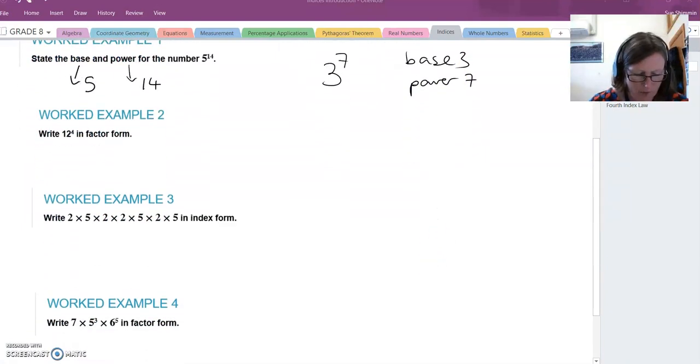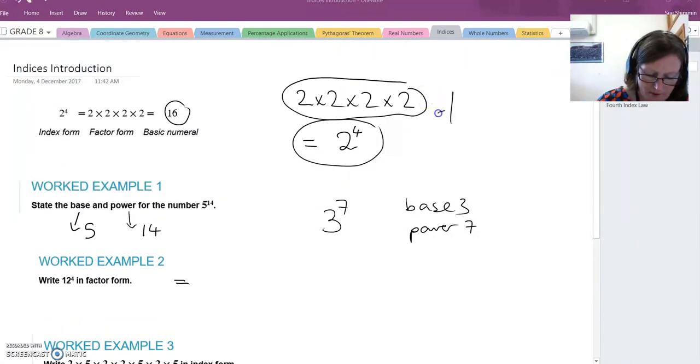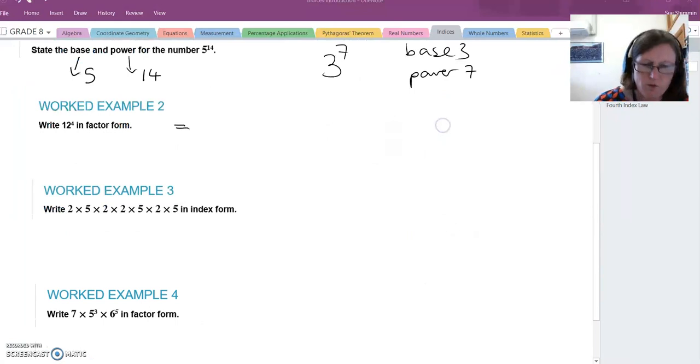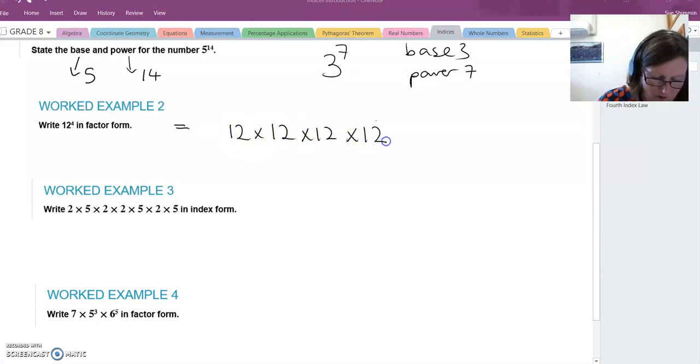Next worked example. We've got 12 to the power of 4, so this is written in index form. To write this in factor form is doing the reverse of what we did up here. So if we have to write 12 to the power of 4 in factor form, it is 12 times 12 times 12 times 12. So that's index form, that is factor form.